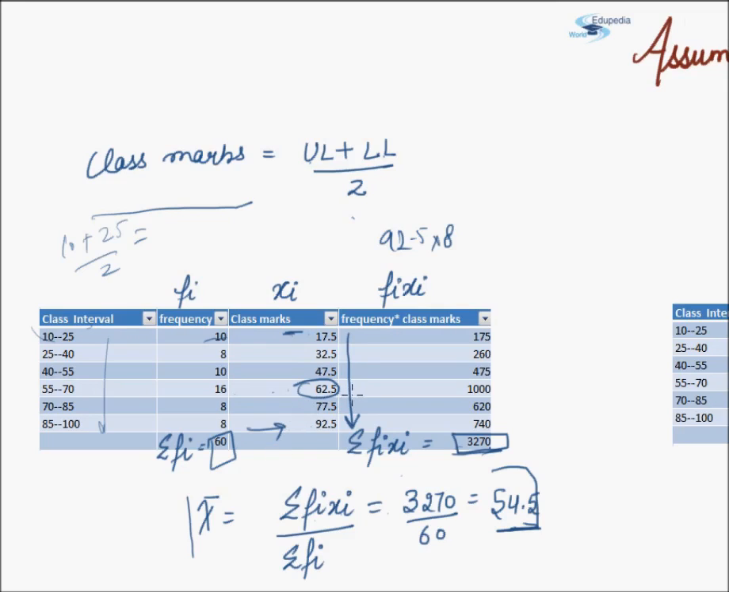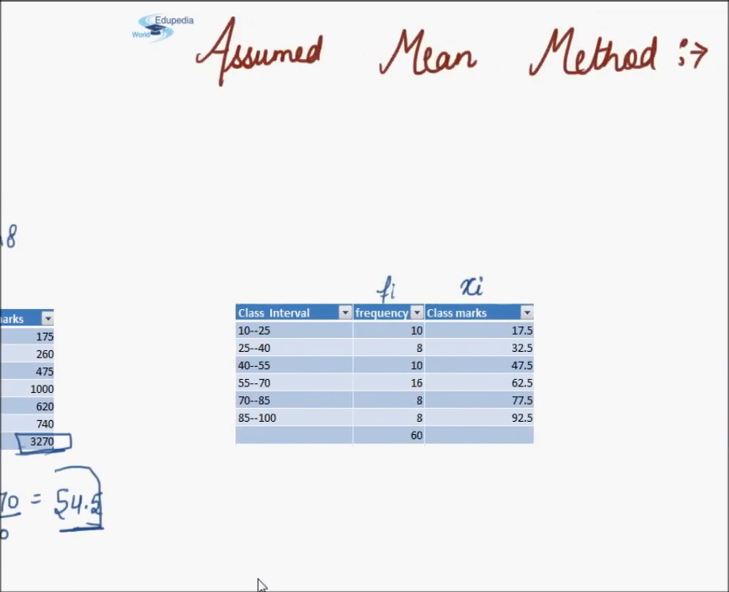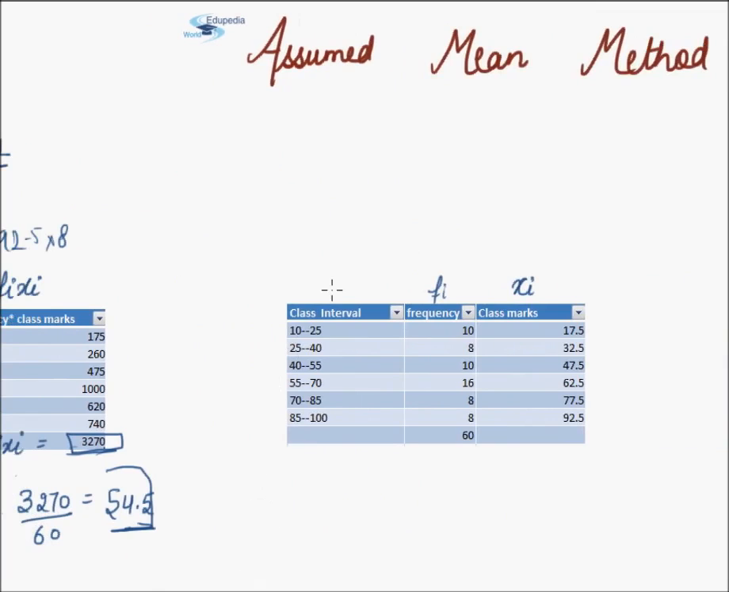So, to reduce the calculations, a new method known as the assumed mean method is introduced. In this method, we assume a certain value A as the mean for the given data, and then we work upon the deviations of all the class marks from this value A.